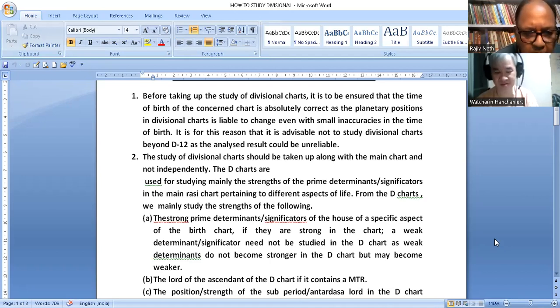Okay. So the study of divisional chart should be taken up along with the main chart, this is number 2, and not independently. The D charts are used for studying mainly the strengths of the prime determinants, oblique significators in the main chart pertaining to different aspects of life. From the D charts, we mainly study the strengths of the following.